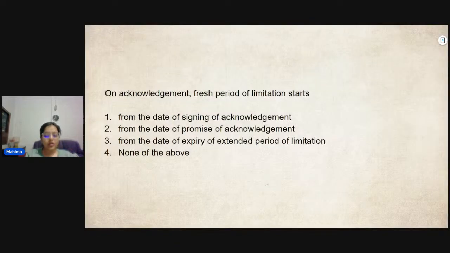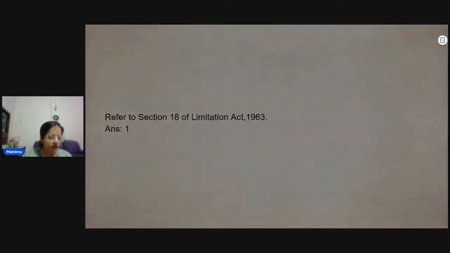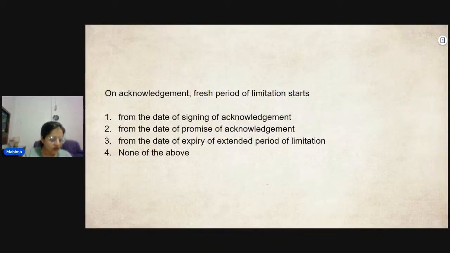On acknowledgement, a fresh period of limitation starts from the date of signing of acknowledgement, from the date of promise of acknowledgement, or from the date of expiry of extended period of acknowledgement. Come on, it is a direct Bare Act based question. Yes, it is option number 1. Divya is right, Pritika is right, from the date of signing of acknowledgement.